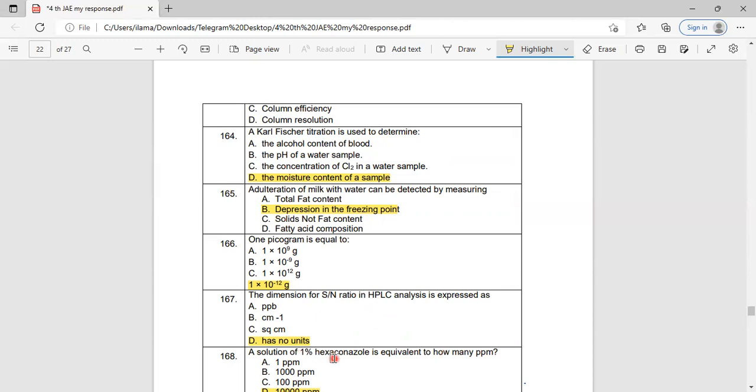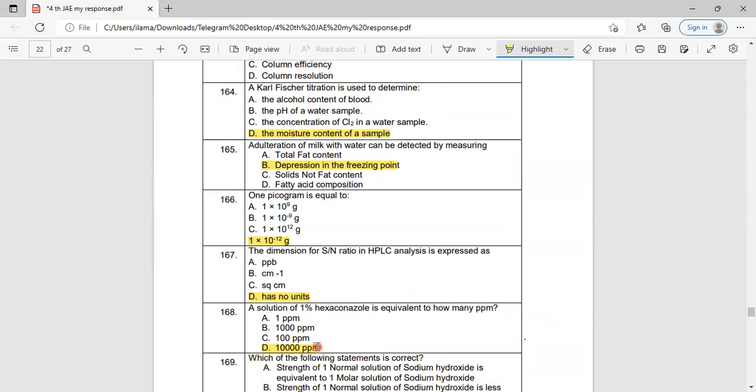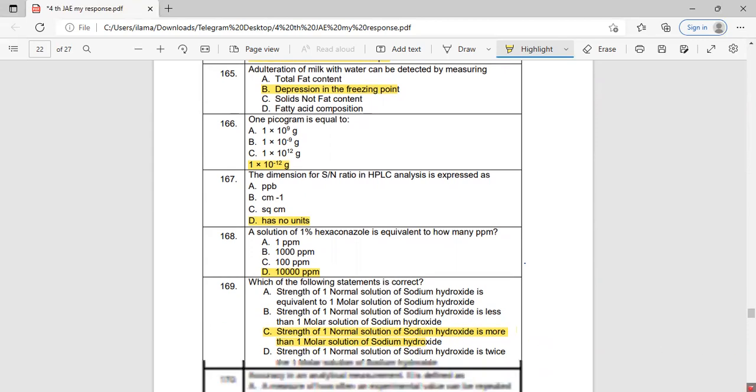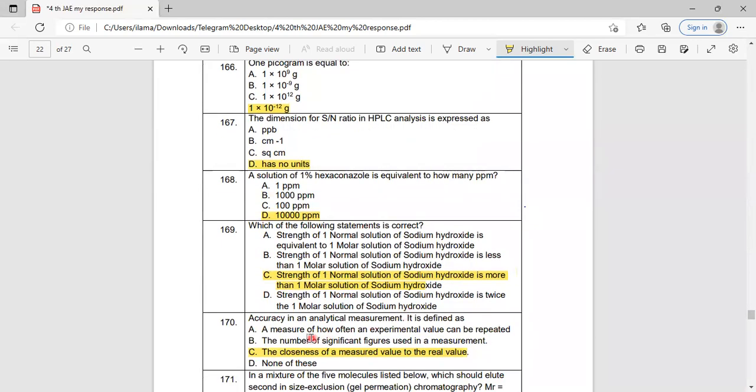The solution of 1% hexaconazole is equivalent to how many ppm? It is 10,000 ppm. Next, which of the following is the correct statement? The strength of a one normal solution of sodium hydroxide is more than a 1 molar solution of sodium hydroxide. Next one, accuracy in an analytical measurement is defined as the closeness of the measured value to the real value.